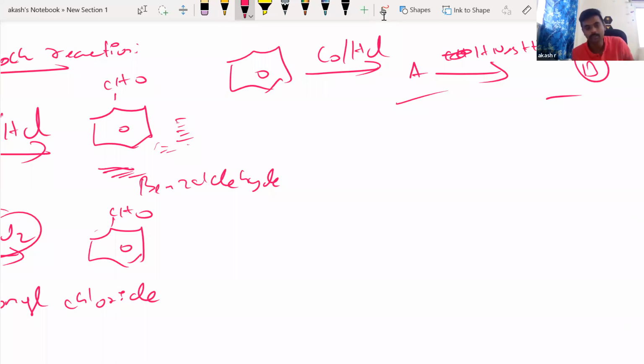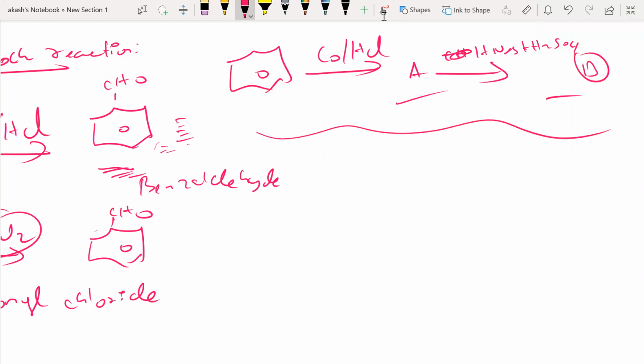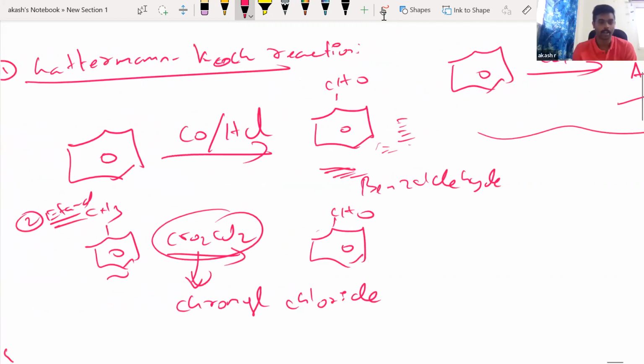So it is not about knowing only one method or two methods for the preparation. You have to know all the methods, because they'll not ask you to write all the methods of preparation of benzaldehyde. They'll ask questions like this only. Okay. Right? Good. Moving on.